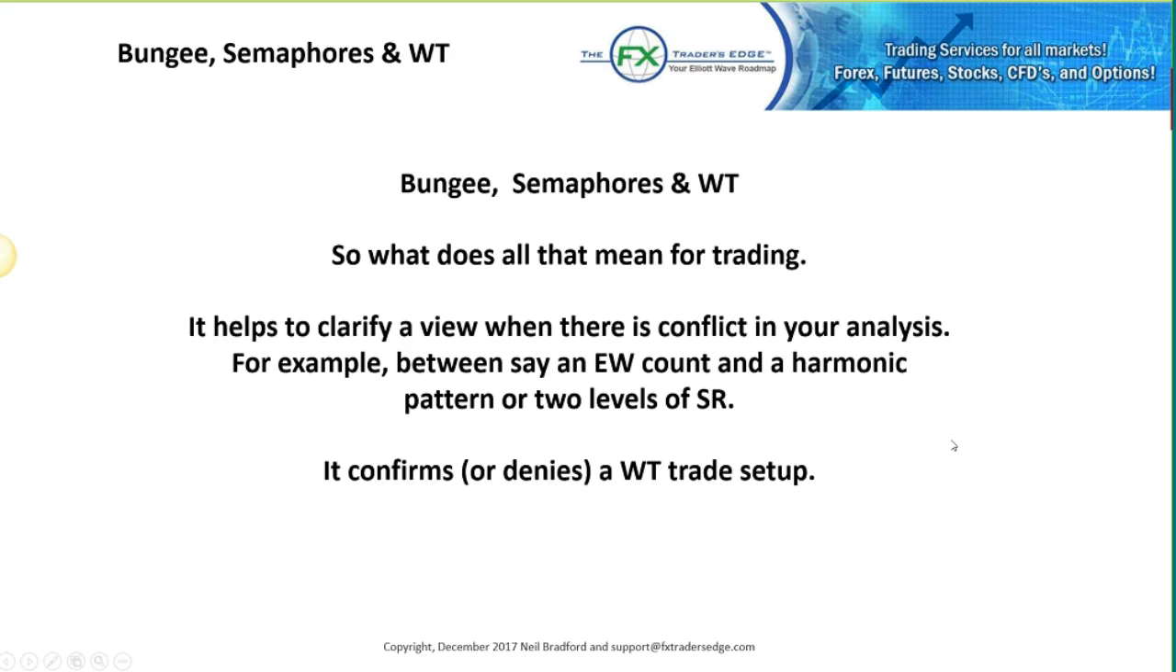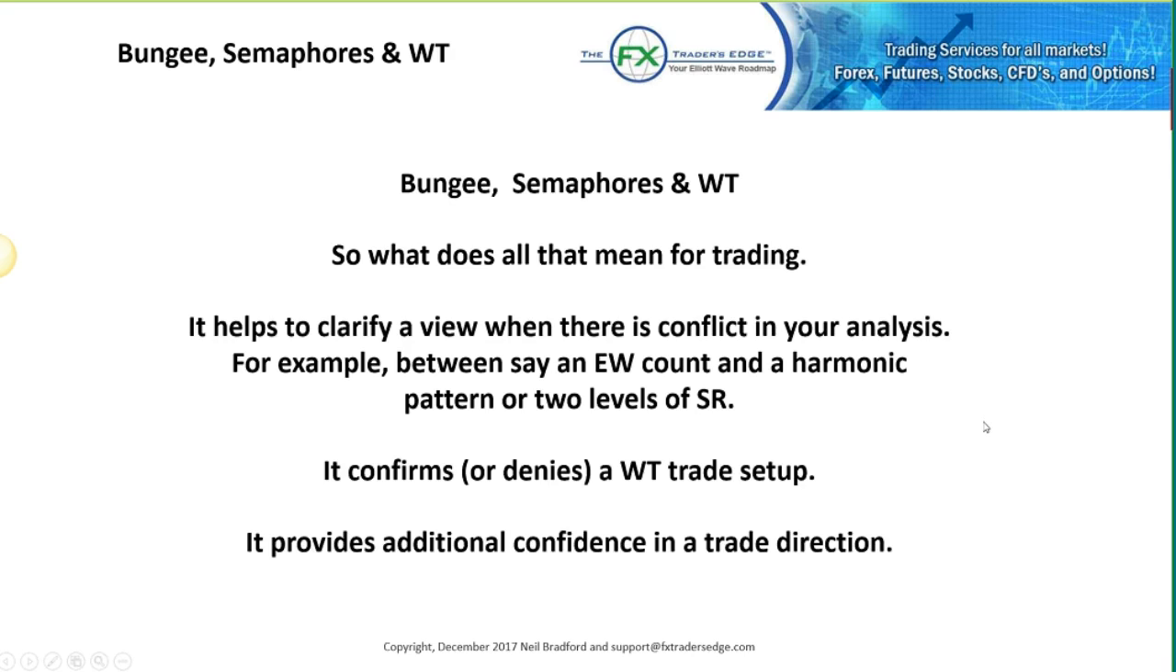Yeah, so it helps confirm or deny your wave tunnel trades, and it just gives you additional confidence. And it is possible to trade the Bungee and the Semaphores on their own. And that's what we're going to be doing tomorrow, in the final session on this.